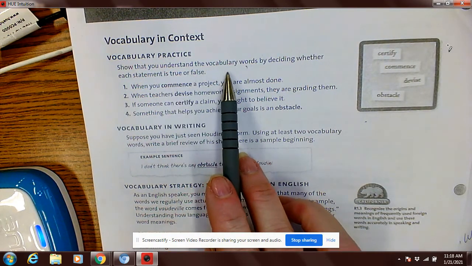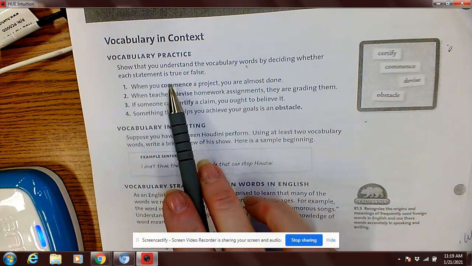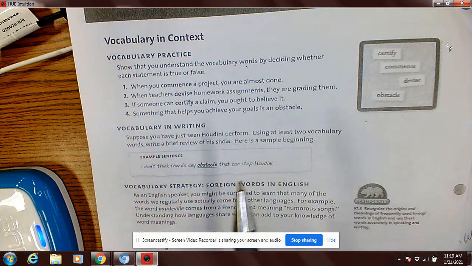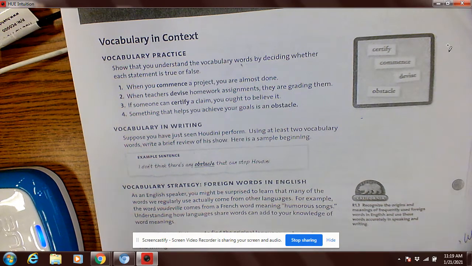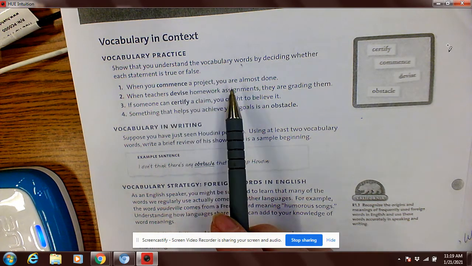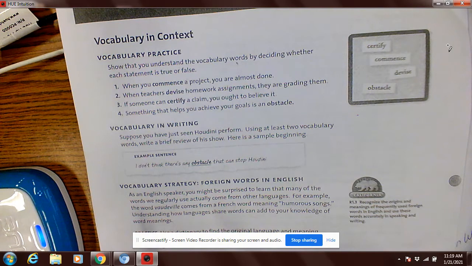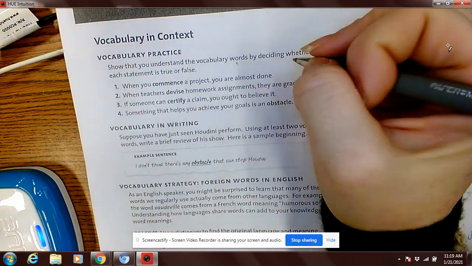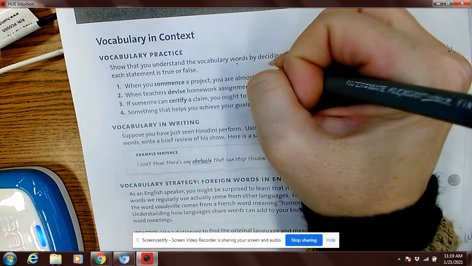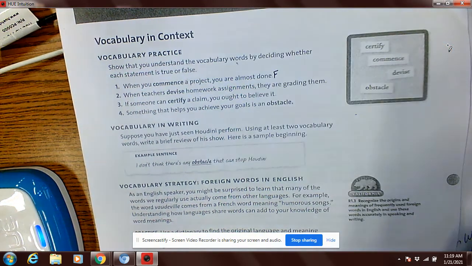Show that you understand the vocabulary words by deciding whether each statement is true or false. I'll read it. You tell me what you think the answer is. When you commence a project, you are almost done. Is that true or false? What does commence mean? Sierra? To get started? Yep. So is it true or false? It is false. If you commence, that means you get started, not finish.